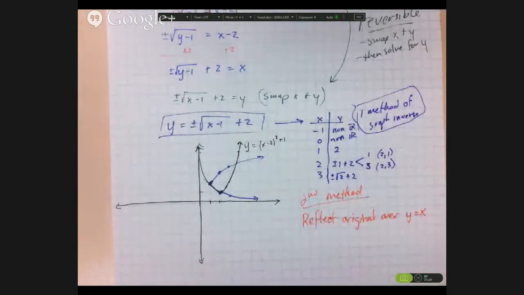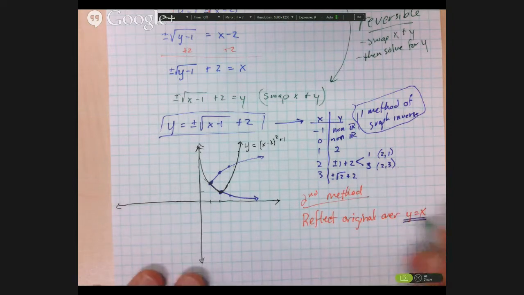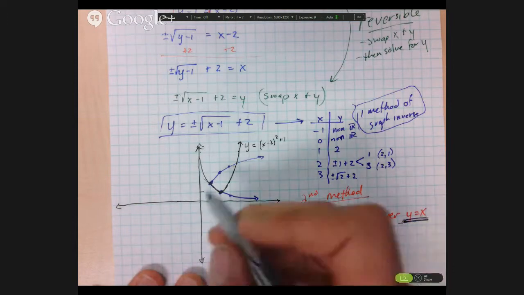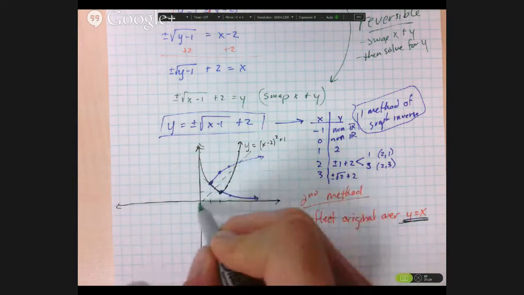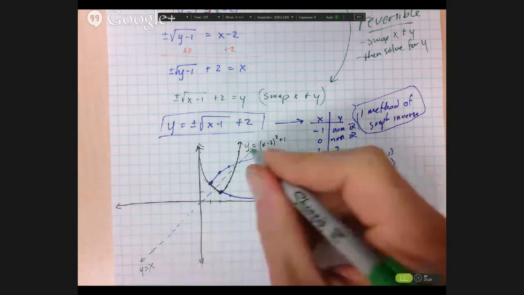The second method is to reflect it over y equals x. Some people find this one harder. Some people find it easier. Let's graph it first. We're going to put it in green, and I'm just going to put it on there for you to see.